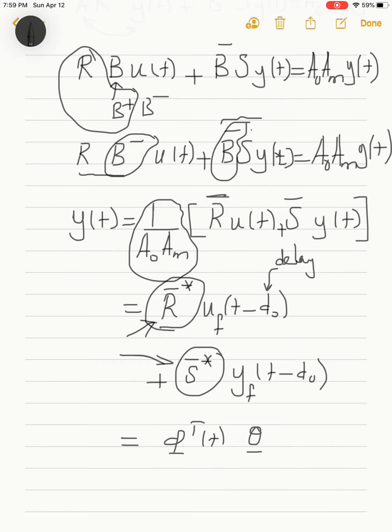Okay, so this actually ends my lecture on the self-tuning regulator, both for the direct and the indirect cases. Thank you.